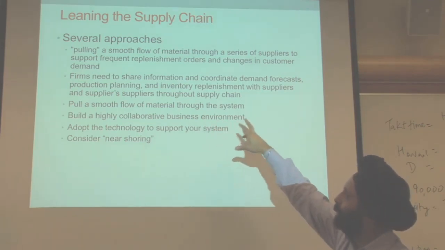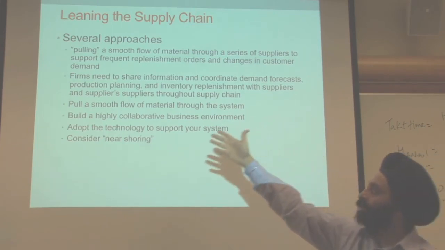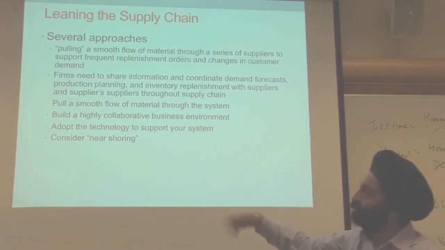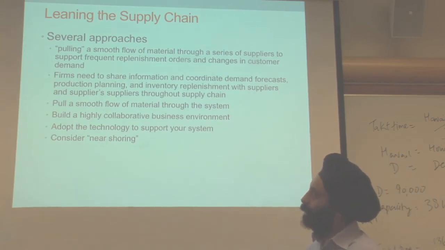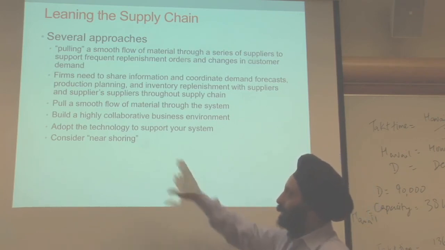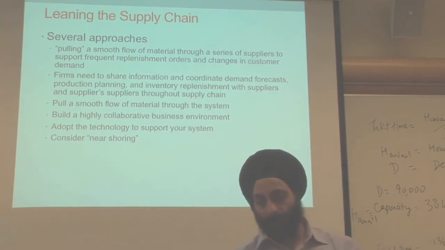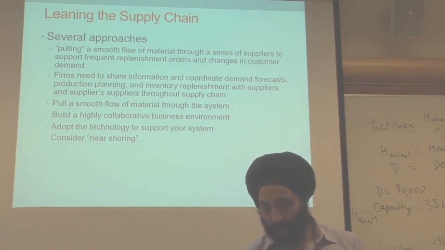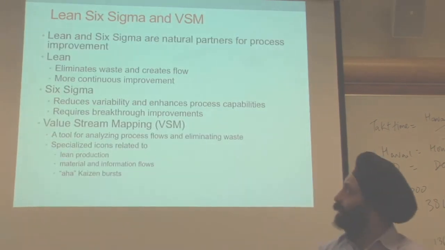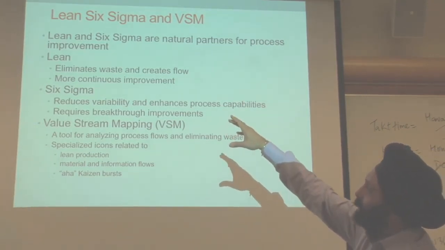The firm needs to share information and coordinate demand forecasts, production planning, and inventory replenishment with suppliers. So trust is very important, not only with the supplier, but with suppliers throughout the supply chain. If the trust is not there, this lean approach will not work. Pulling a smooth flow of material through the system, build a highly collaborative business environment, adopt technologies to support your system, and consider near-shoring, which means putting the workers or suppliers near, co-locating them to where the production processes are.